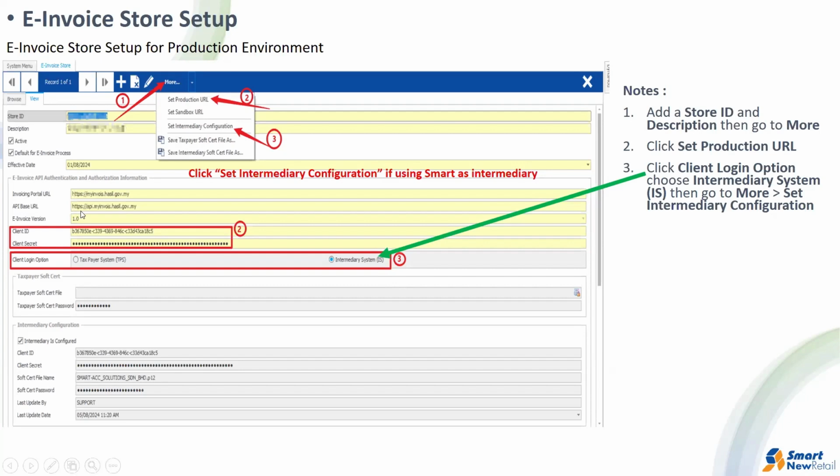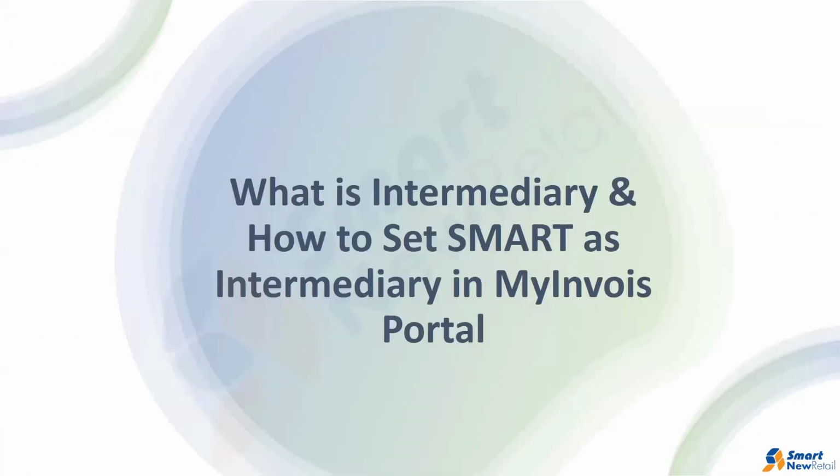At the bottom here, you can see the client ID and the client secret. Make sure the client login option is set as intermediary option. So what is intermediary and how to set Smart as intermediary in MyInvoice portal?